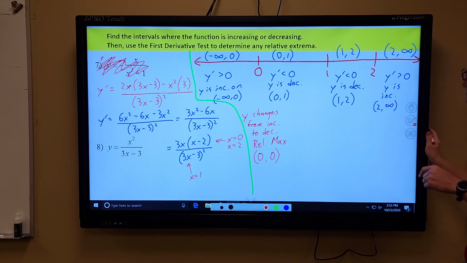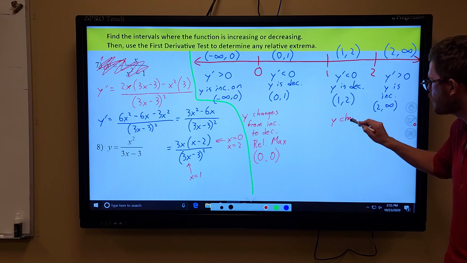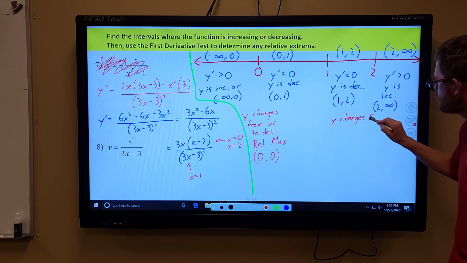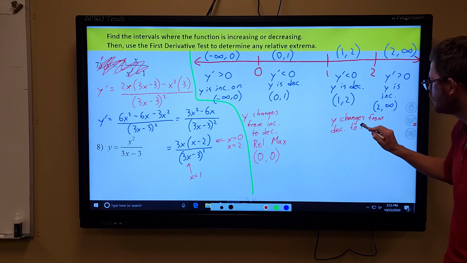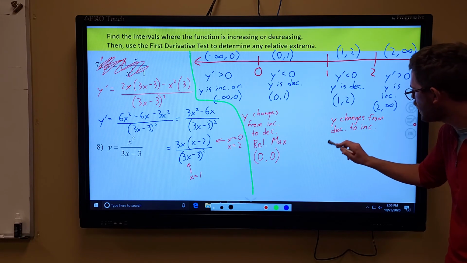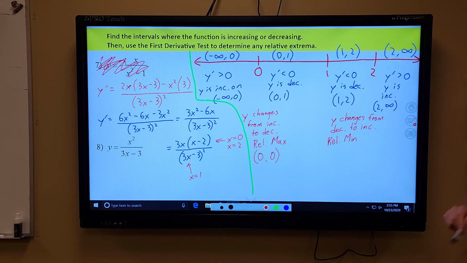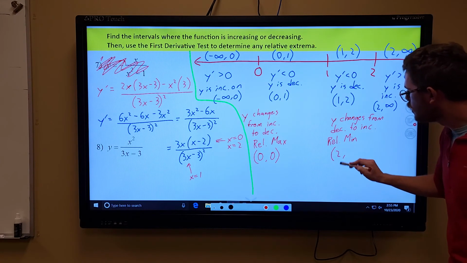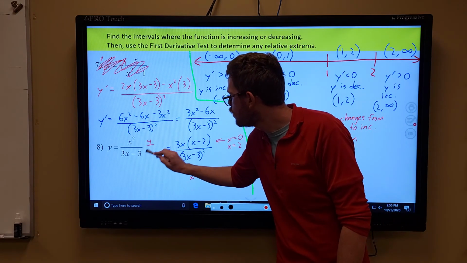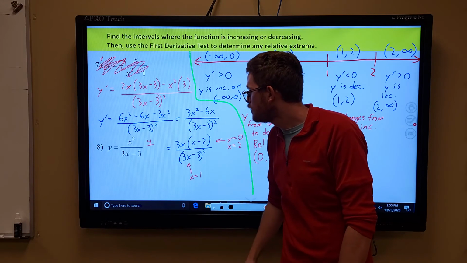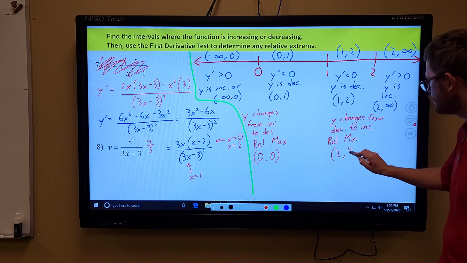At 2, what's going on? Well, y changes from decreasing to increasing. So we're going to have a relative minimum when x is 2. Plug that 2 back in the original function. That would be 4 over 2 times 3 is 6, minus 3 is 3. 4/3.